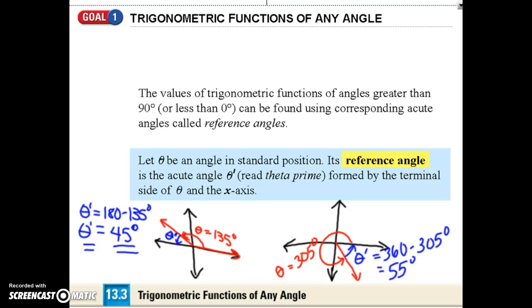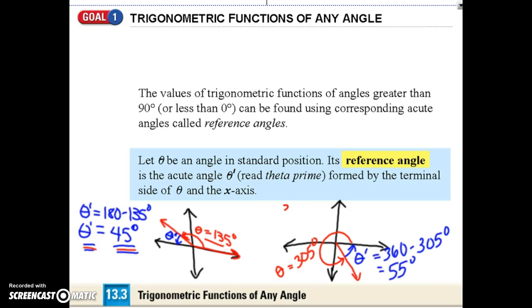So for the example here, we have a 135 degree angle here in red, and this is our angle in standard position. To get the reference angle, it's the angle that drops you down or will drop you up to the x-axis. So for the first example, if we have 135, we will subtract 135 from 180, and we will get 45 degrees for the reference angle. We use theta prime as notation for the reference angle.